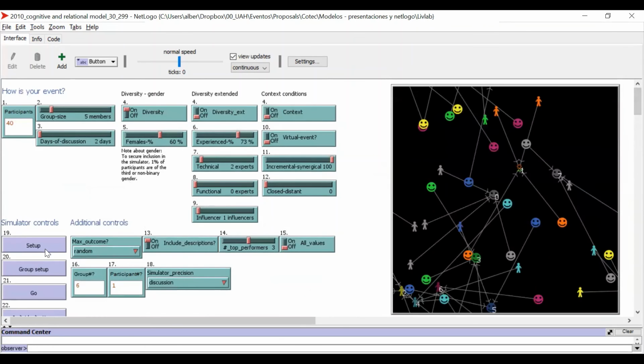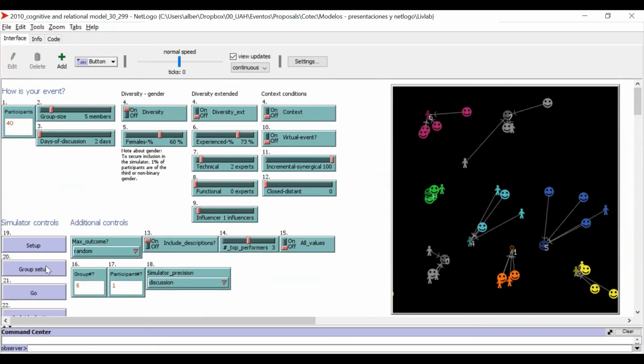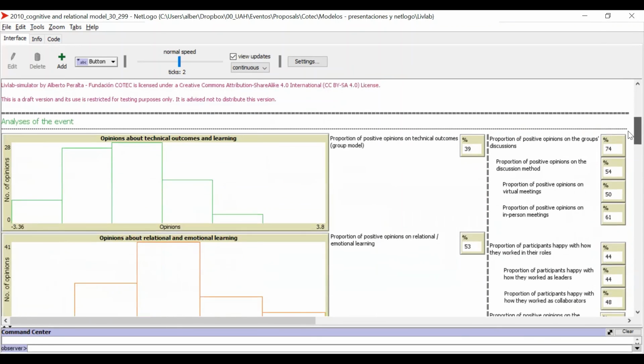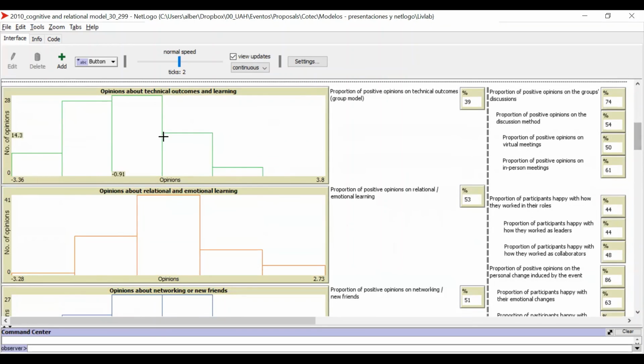We can set up a new event, group our participants, and this is a totally different event, with a totally different set of participants. We can hit go. And once the event is finished, once the 2 days of the event have elapsed, we have another type of opinions, with, in this case, people that are not liking what the event produced in terms of prototypes, and who barely made it for relational learning or networking.